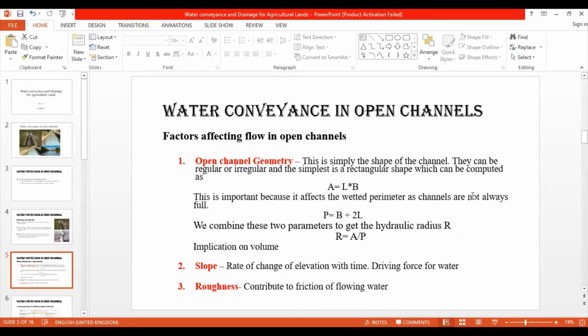Then again, just like pipes, the roughness of the surface in the channel is going to inhibit how fast the water moves. So the roughness of the channel is another factor that we should consider when we are designing the channels. If it's rough, you expect that water will move at a lesser speed, and also there'll be a lot of friction.